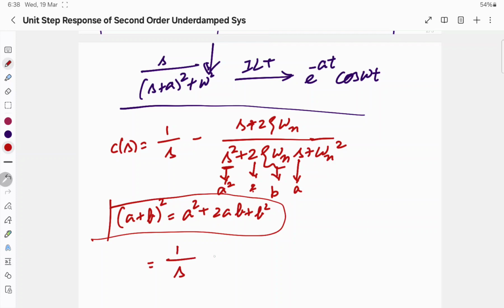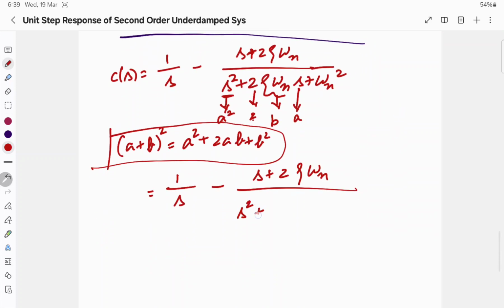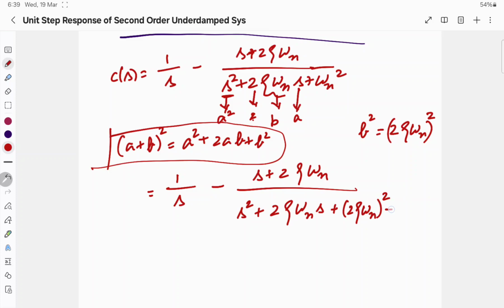So we can write this as 1 by s minus s plus 2 zeta omega n whole divided by s square plus 2 zeta omega n s. I am going to introduce b. What is b? That is b square. B square is 2 zeta omega n square. Okay, so it is plus 2 zeta omega n square. Again I am going to subtract. I am just adding and subtracting. And what is the last term, which is omega n square? Right? Is this okay?